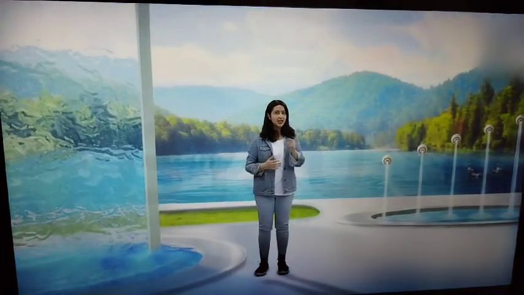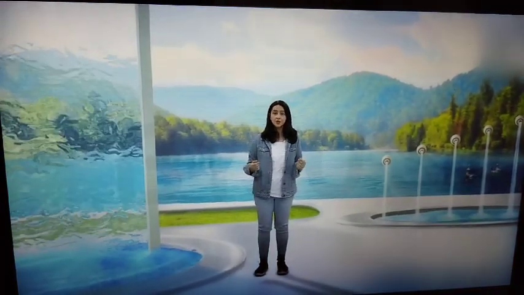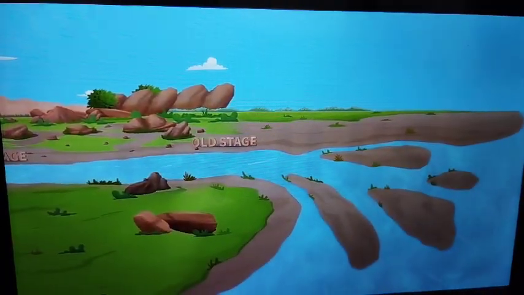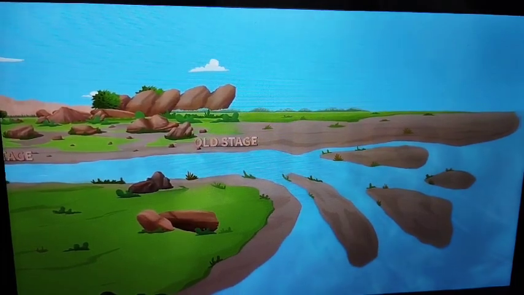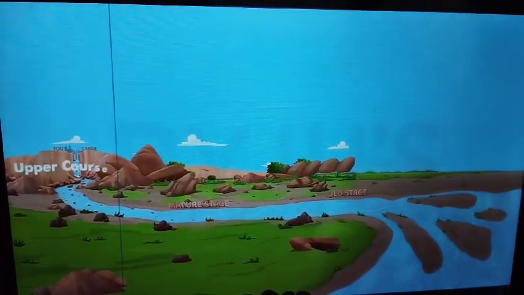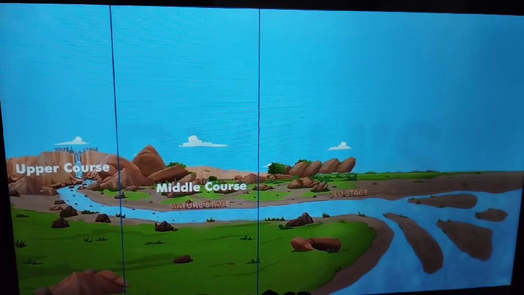Rivers usually flow from a place that has a relatively higher altitude to a place having a lower altitude. Their journey is very similar to that of the humans. The journey of a river has three stages: youthful, mature, and old stage. These stages are also called upper course, middle course, and lower course.